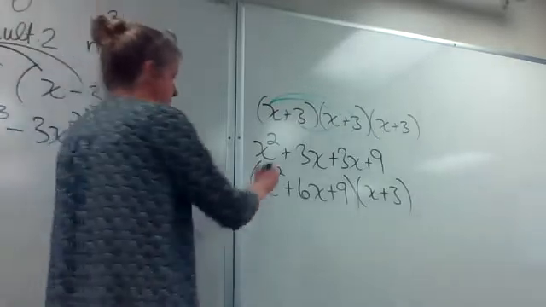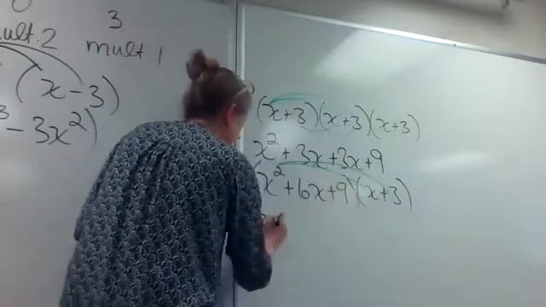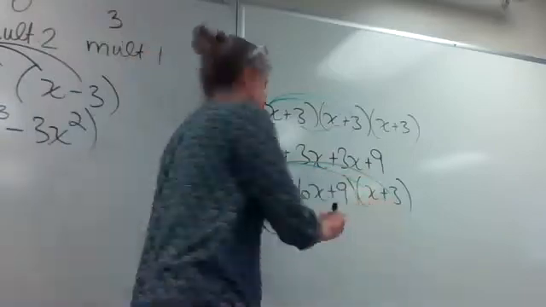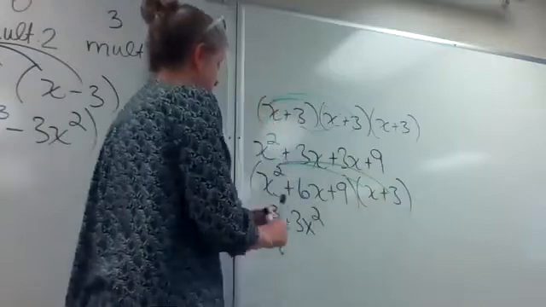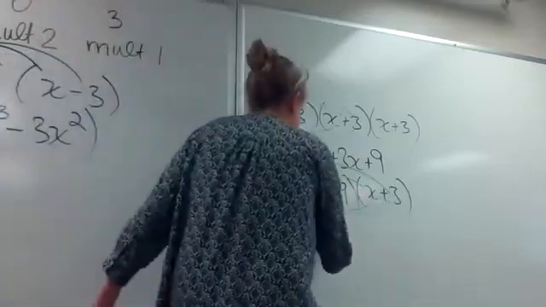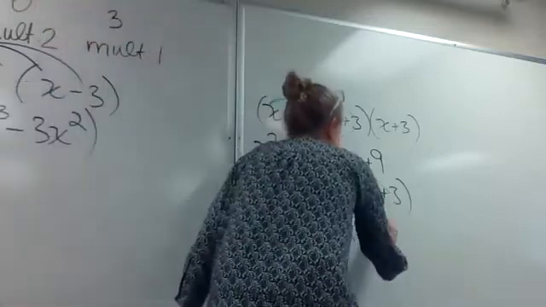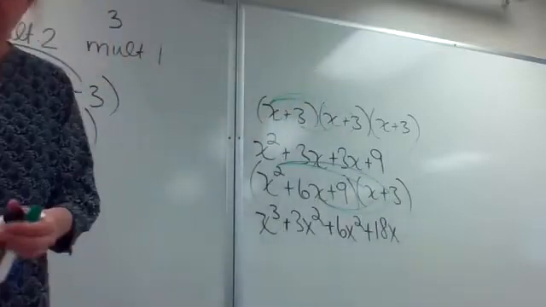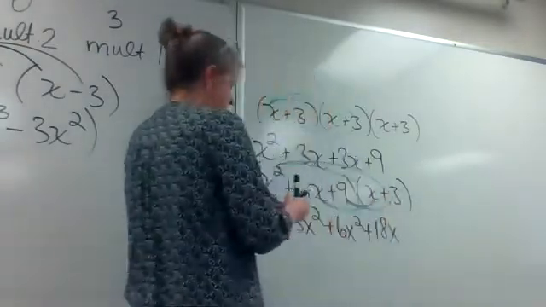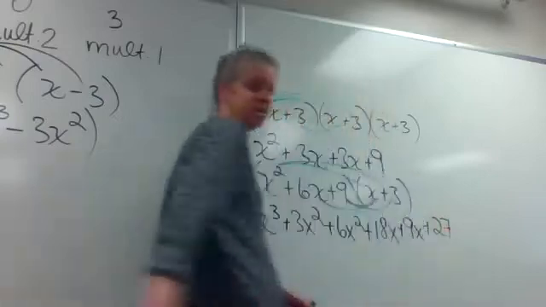And distribute x squared to both of these. So x squared times x gives me x cubed. X squared times 3, 3x squared. Then move to the 6x and distribute it. 6x times x is 6x squared. 6x times 3 is 18x. And then what's the last thing I need to distribute? The 9 to both of these. So 9 times x gives me 9x, and 9 times 3 is 27.